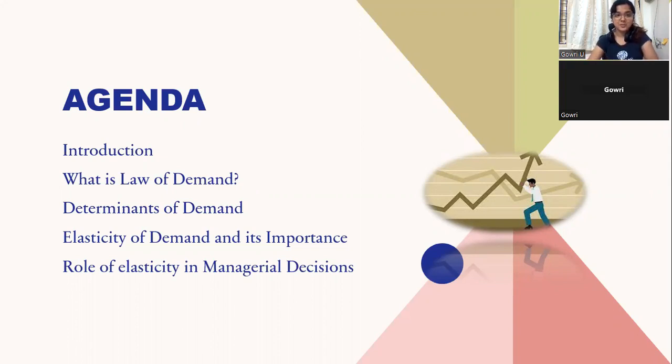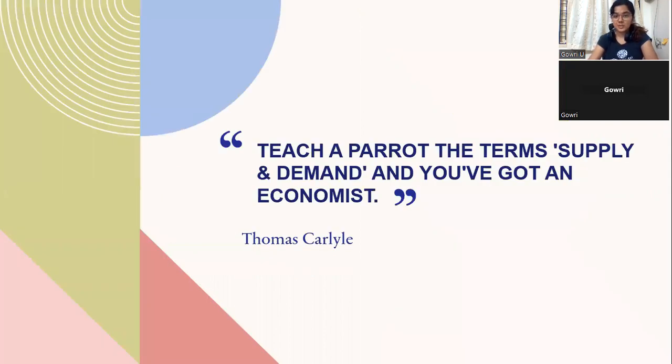Let's get started. Before I continue with the presentation, I want to quickly quote this sentence from Thomas Carl. This is one of the quotes that stood out to me in recent times when I came across an article in the economic field. "Teach a parrot the terms supply and demand, and you have got an economist." What does this quote mean for us?